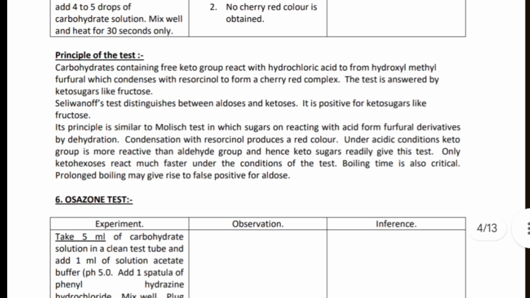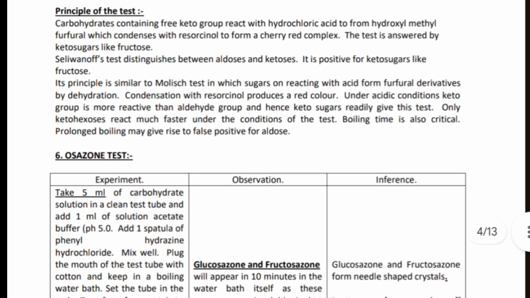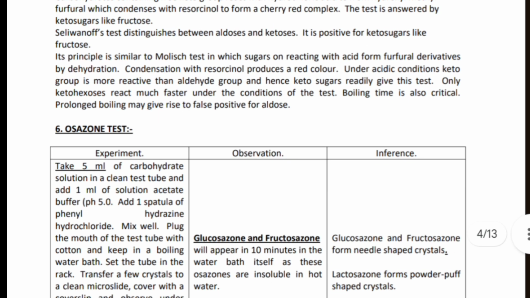Principle of the test: carbohydrates containing a free keto group react with hydrochloric acid to form hydroxymethyl furfural, which condenses with resorcinol to form a cherry red complex. This is that cherry red color that you get. This test is answered by keto sugars like fructose. Basically fructose gives this cherry red color. Seliwanoff's test distinguishes between aldoses and ketoses. It is positive for keto sugars.